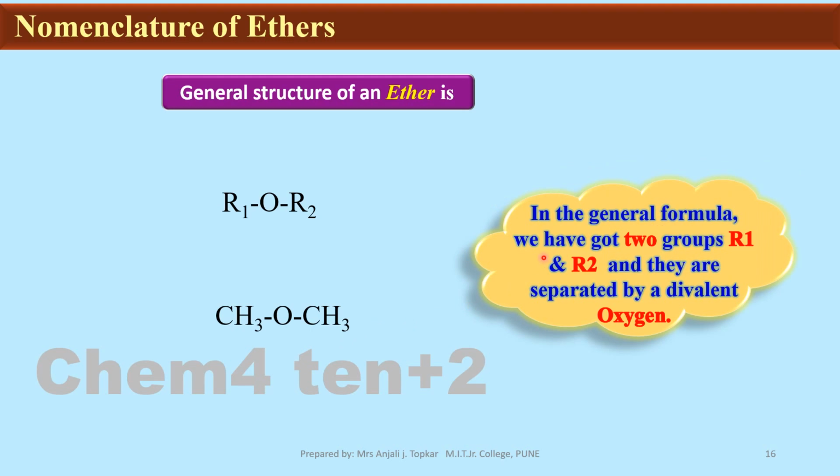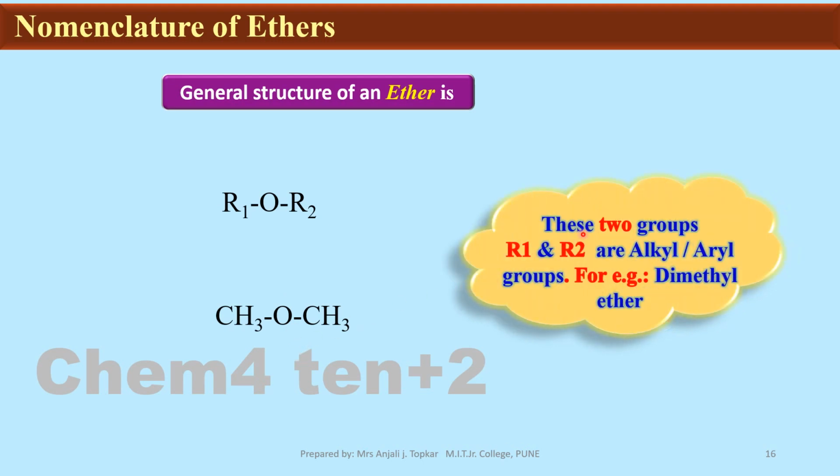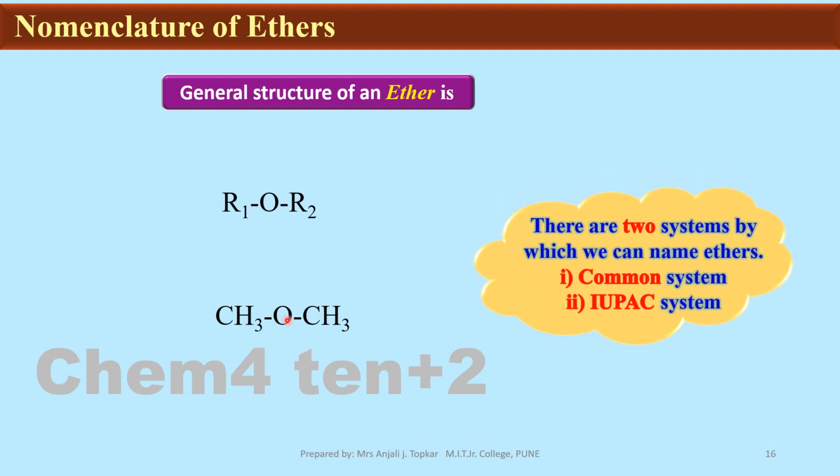In the general formula, we have 2 groups R1 and R2, and they are separated by a divalent oxygen atom, as I have told you. These 2 groups R1 and R2 are alkyl or aryl groups. For example, here we can see this is dimethyl ether. There are 2 systems by which we can name ethers: the common name system and the IUPAC system.